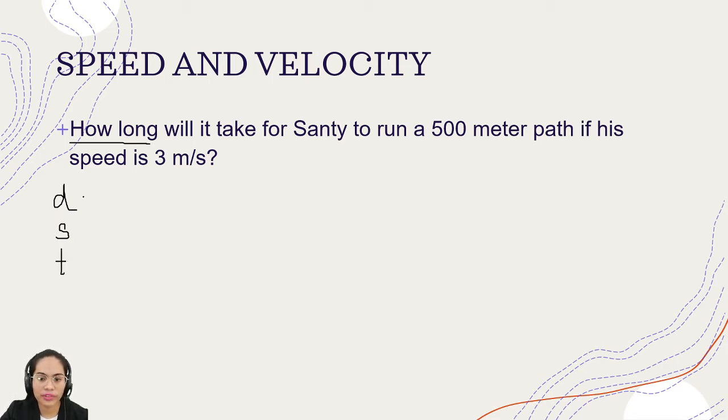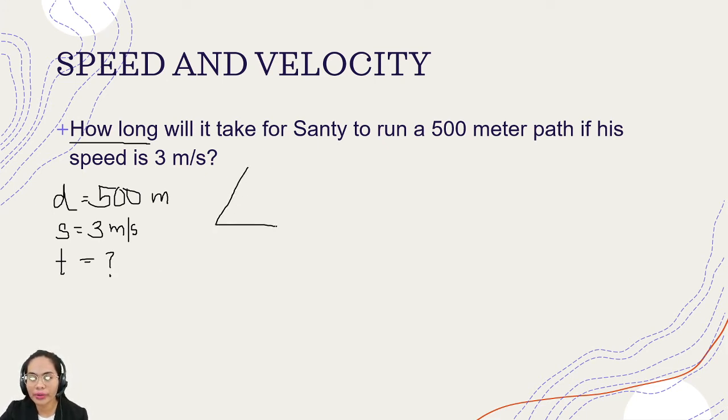Okay, so the first given is distance. So is the distance stated in the problem? Yes. So the distance is 500 meters. What about the speed? Is it stated in the problem? Okay, very good. The speed is 3 meters per second. What about the time? Is it stated in the sentence? Yes. So the time? Okay, no. That's why it's question mark. If we are going to utilize our triangle once again, and then we are going to derive a formula here.